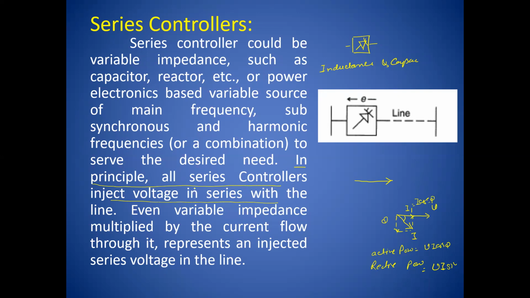So the series controller injects the voltage in series with the line. Even a variable impedance, either a capacitor, an inductor, or an impedance, multiplied by the current flowing through it represents the injection of series voltage.